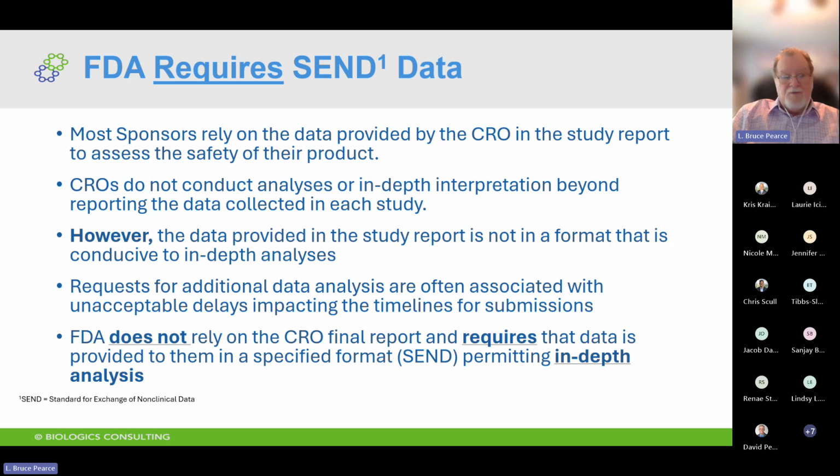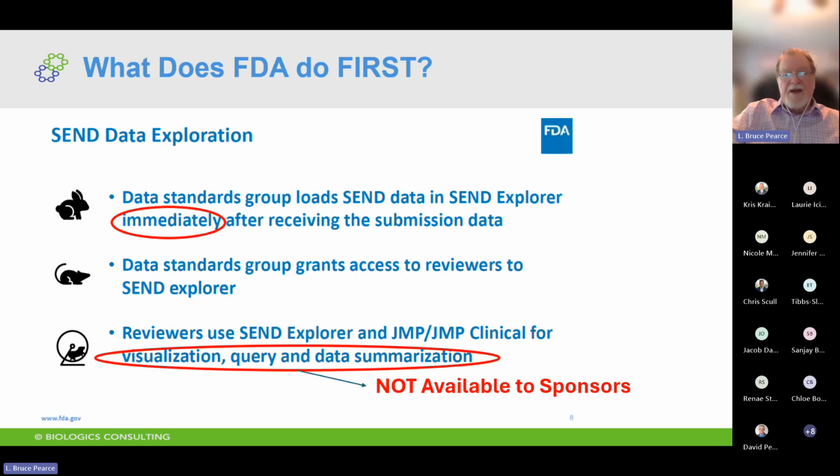However, FDA does not rely solely on CRO final reports nor what sponsors put into Module 2. They require, as I've noted, that the data is provided to them in a very specific format, that is SEND format, permitting in-depth analysis. And after the time that we've had working with the Send Explorer tool, we see the enormous power in this tool and why FDA requires this to view SEND data.